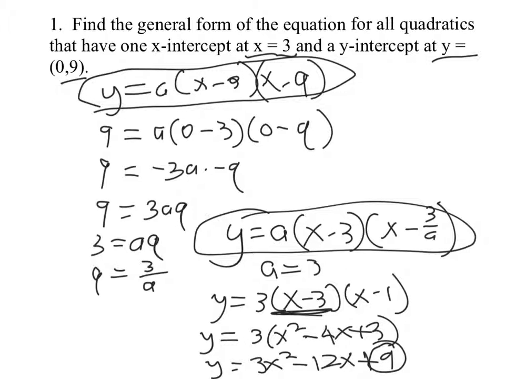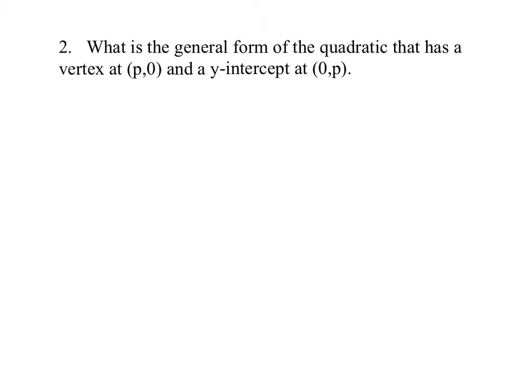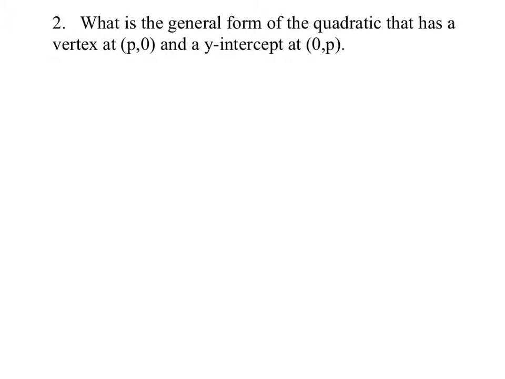Okay, so let's look at the general formula for a quadratic that has a vertex at (p, 0) and a y-intercept at (0, p). Okay, because we have a vertex, we're going to use the vertex form, which is to say we're going to set it up as y is equal to a times (x minus the x value of the vertex) squared plus the y value of the vertex, or just that.